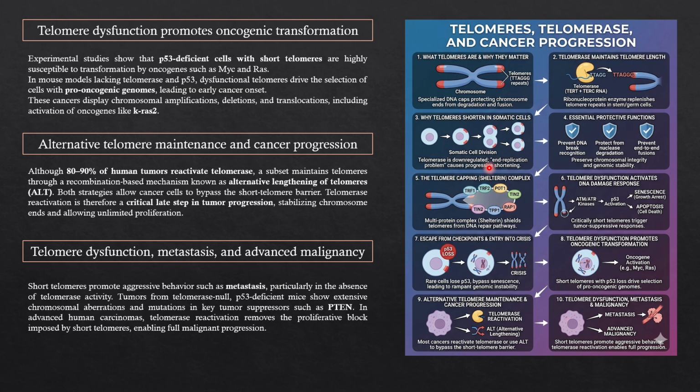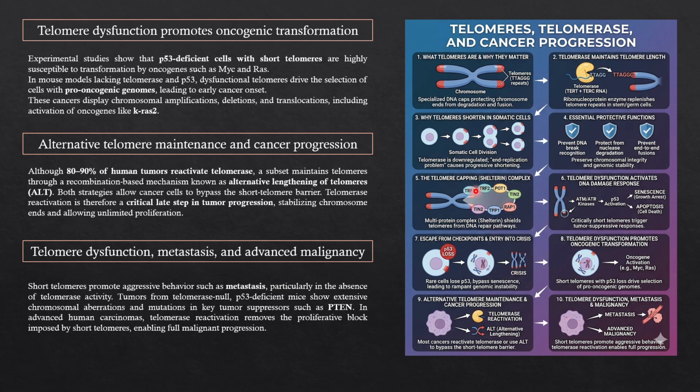Now, in somatic cells telomerase is downregulated, and the end replication problem causes progressive shortening. This results in the loss of essential protective functions, like prevention of DNA break recognition, protection from nuclease degradation, and prevention of end-to-end fusion.